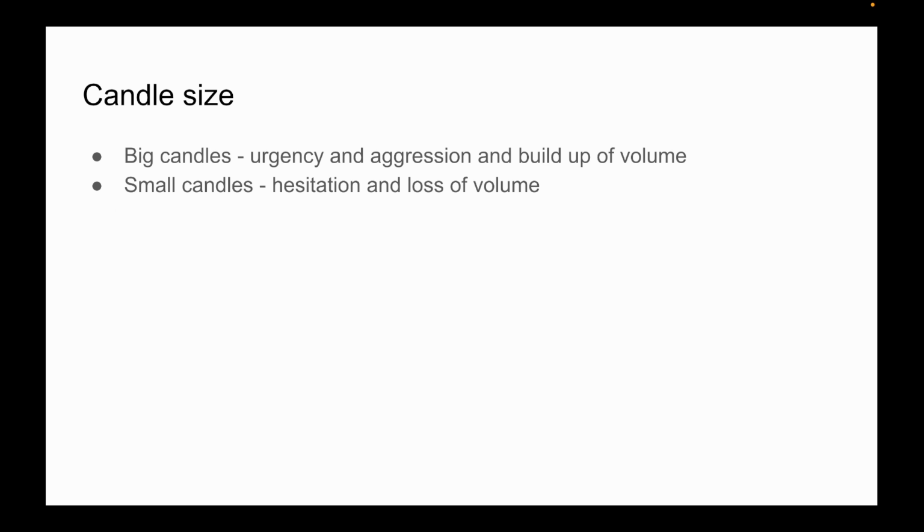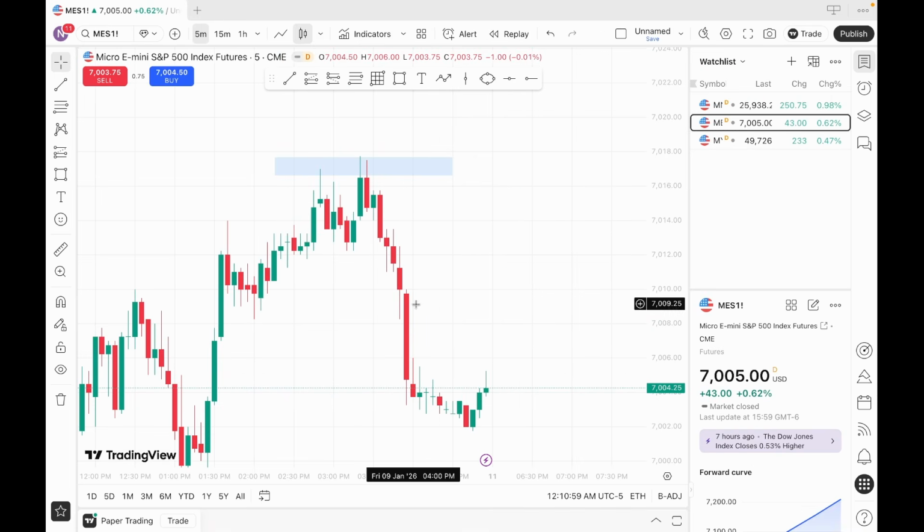Oh, for sure. So, candle size. You guys ready? Okay, so candle size: big candles equal urgency and aggression and build up of volume. So when you see big candles like this, it means urgency. We're all selling. And it tells you urgency, how much volume is in the market.